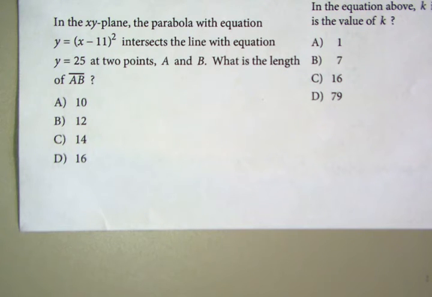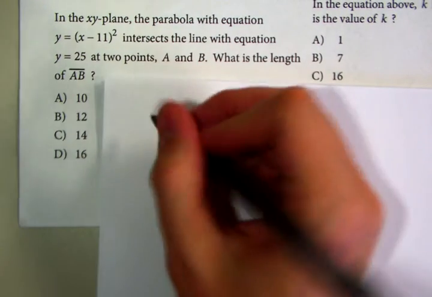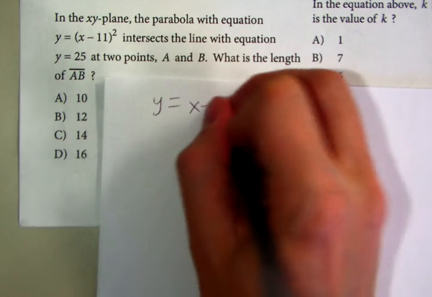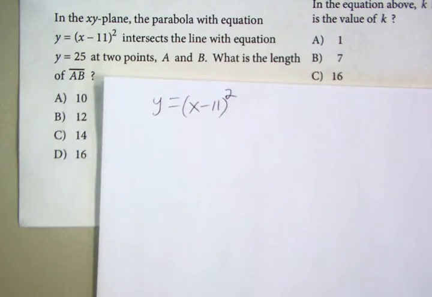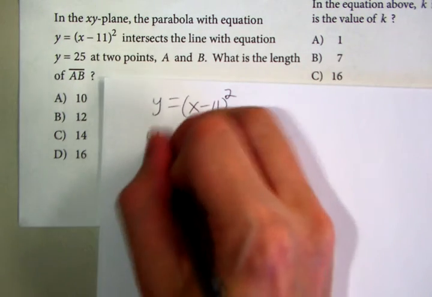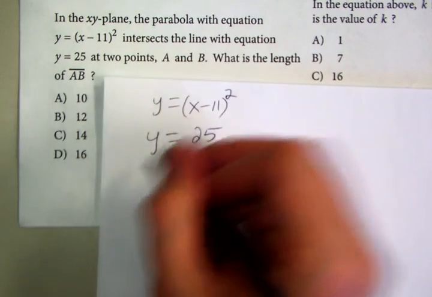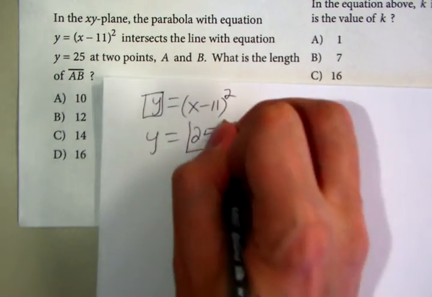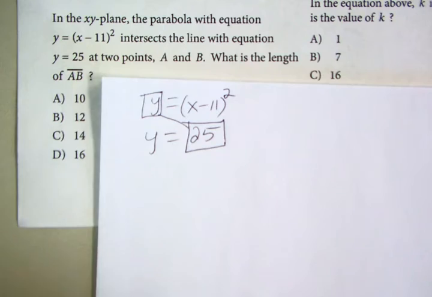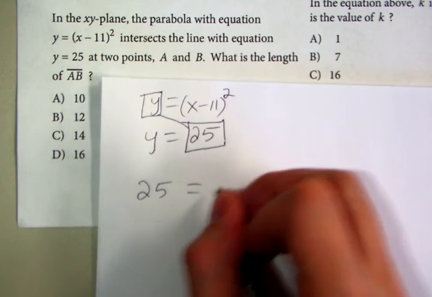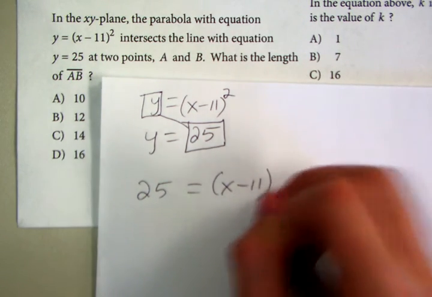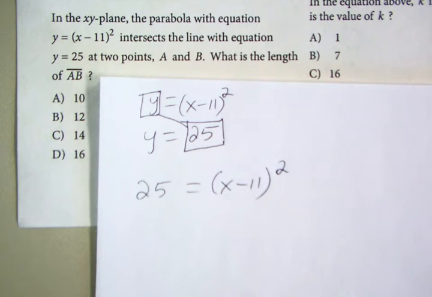So down here in the bottom left, we could graph this, but we don't need to because we know that we have a system of equations. y is equal to x minus 11 squared and y is equal to 25. We can take y and what they're equal to and replace. So this gives us 25 is equal to x minus 11 squared.